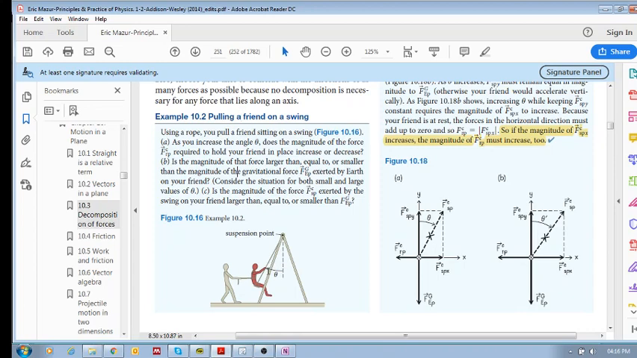Okay. So a lot of people in class automatically say that as this angle is increased, the force to keep your friend in place increases. Okay, and that's the right answer. But let's look at how you actually can prove this, which is kind of what we're after here. So the first step always is, let's draw a free body diagram.